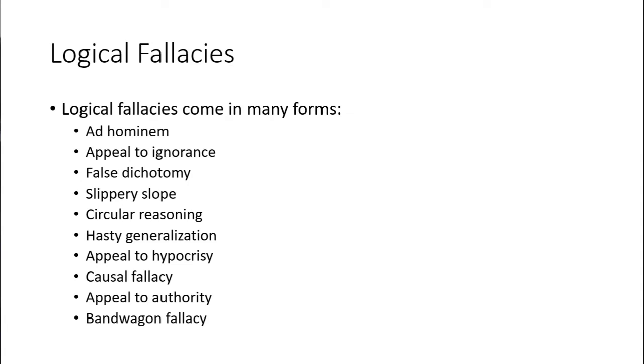He's a nasty guy. So there are a lot of different kinds of logical fallacies. Some of them that I'm going to talk about today in this video are the ad hominem fallacy, appeal to ignorance, false dichotomy, slippery slope, circular reasoning, hasty generalization, appeal to hypocrisy, causal fallacy, appeal to authority, and the bandwagon fallacy. I'm going to go into much more detail to describe each one, and we're going to start off with the ad hominem fallacy.